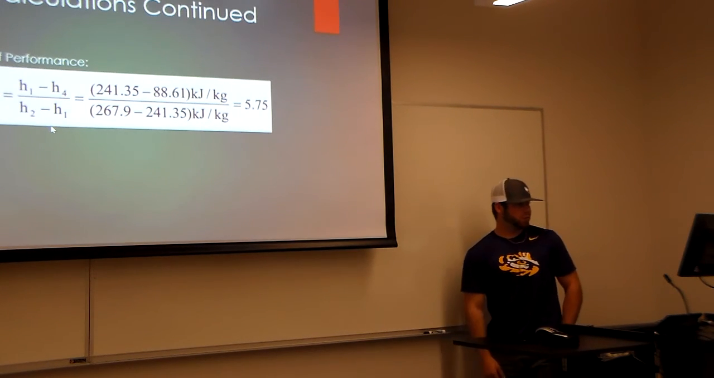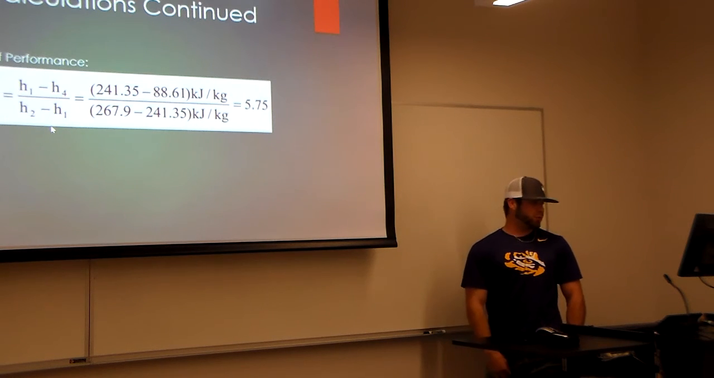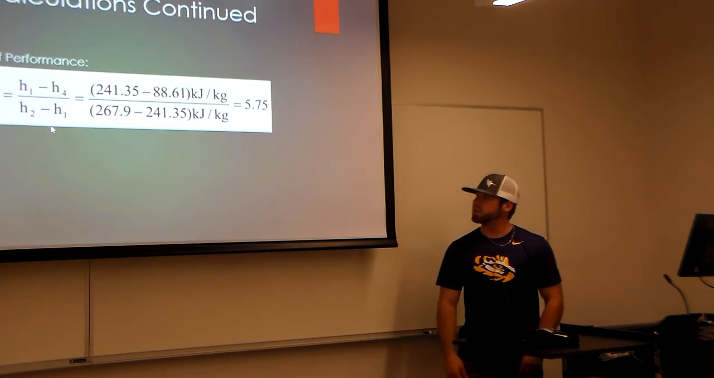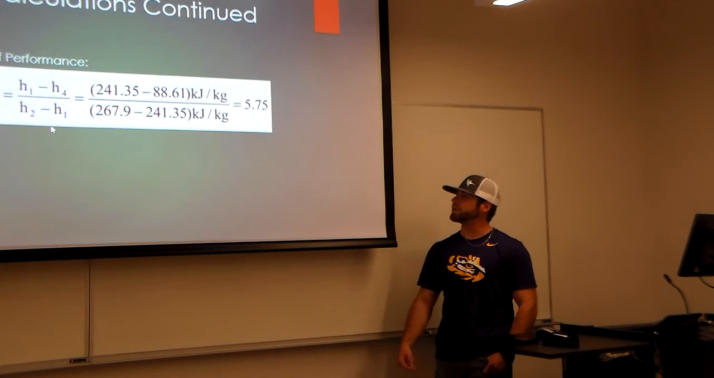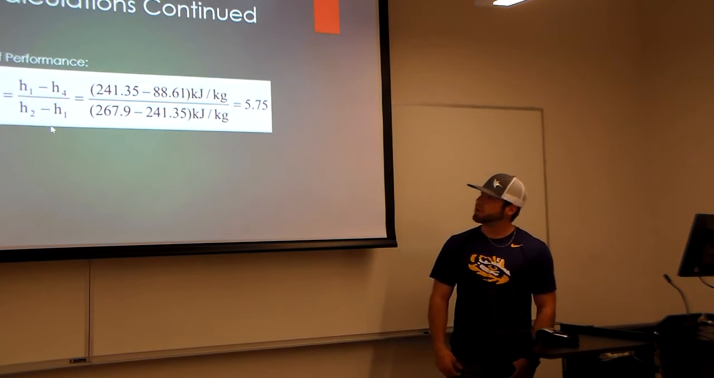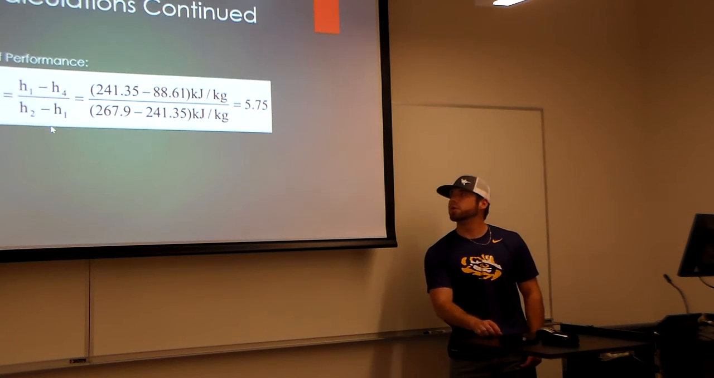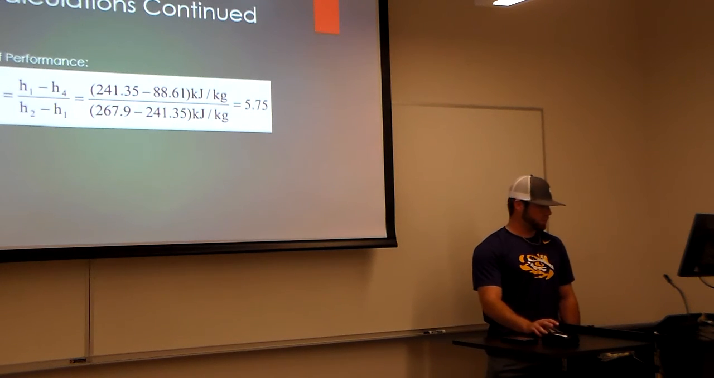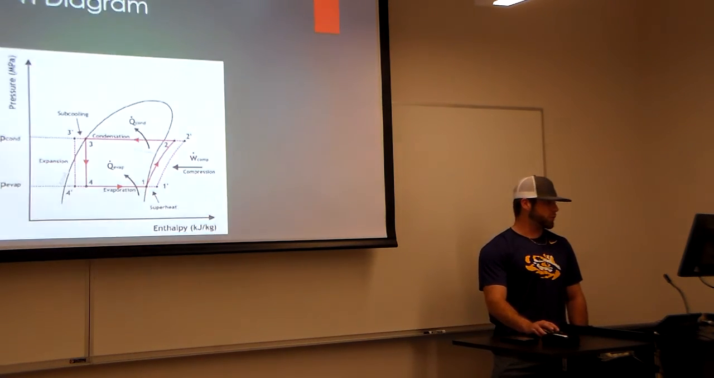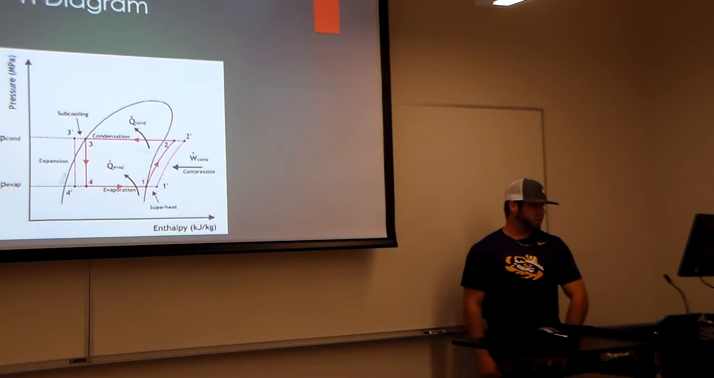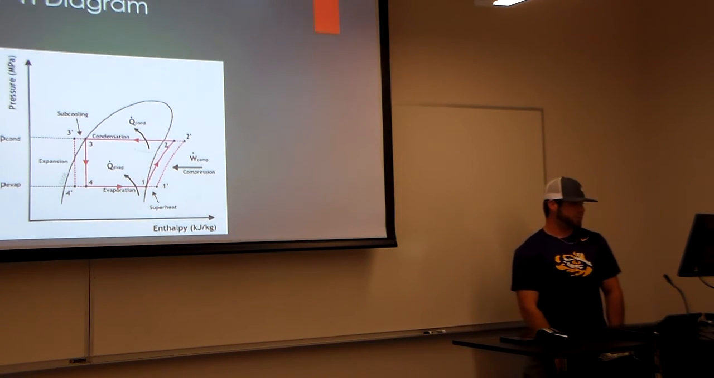So this is it continued. As you can see, H1 minus H4 on the top, divided by H2 minus H3. I think I accidentally just said H3. But so that's your QL over your work, and that'll give you your coefficient of performance.